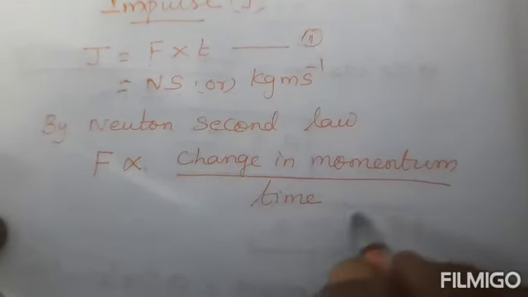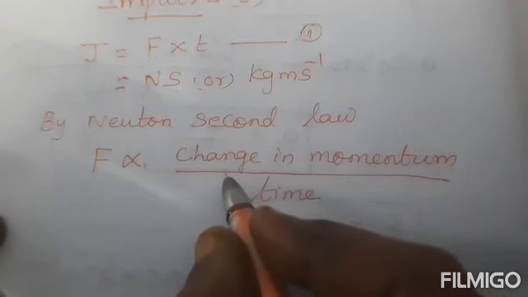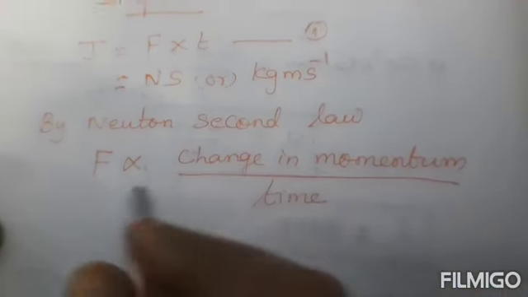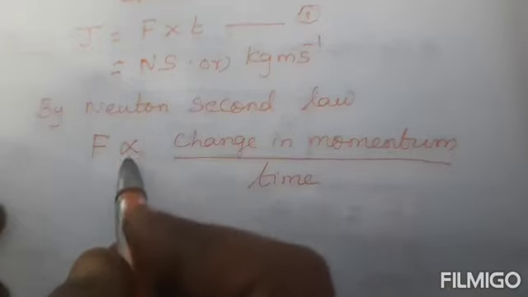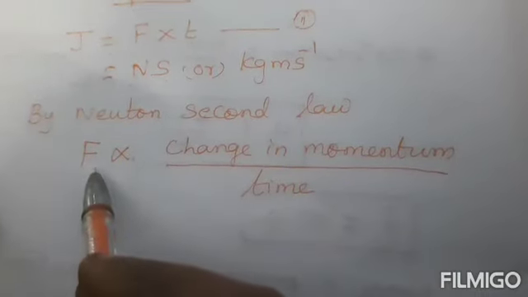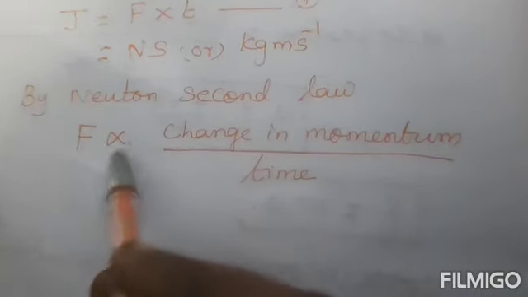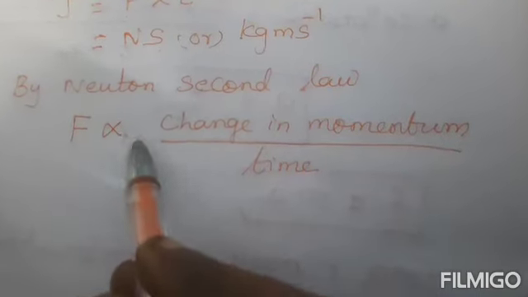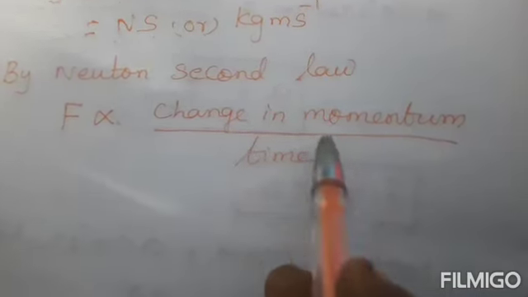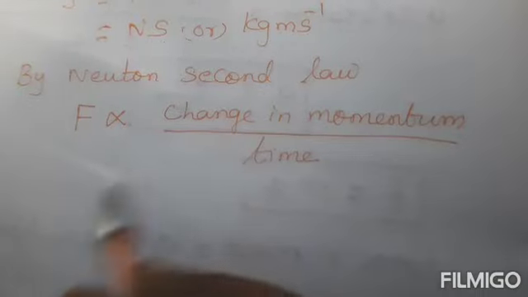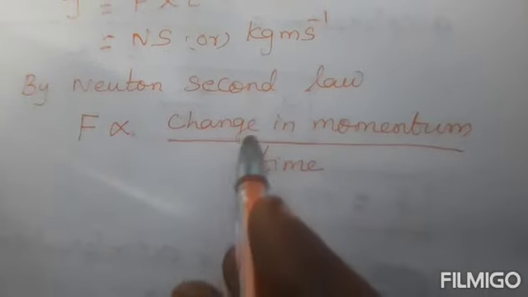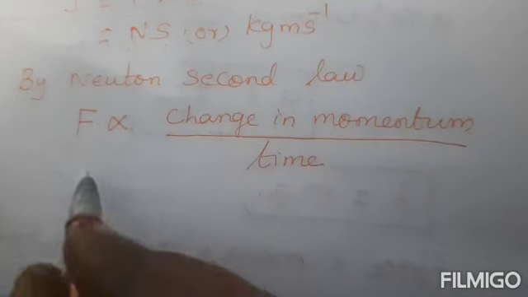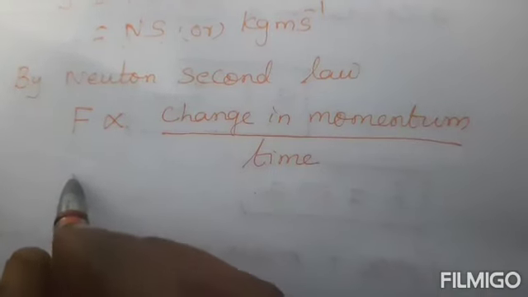Change in momentum divided by time, only we have to say rate of change of momentum. According to the formula, the force acting on a body is directly proportional to the rate of change of momentum. Okay, so rate of change of momentum. What letter denotes change in momentum?